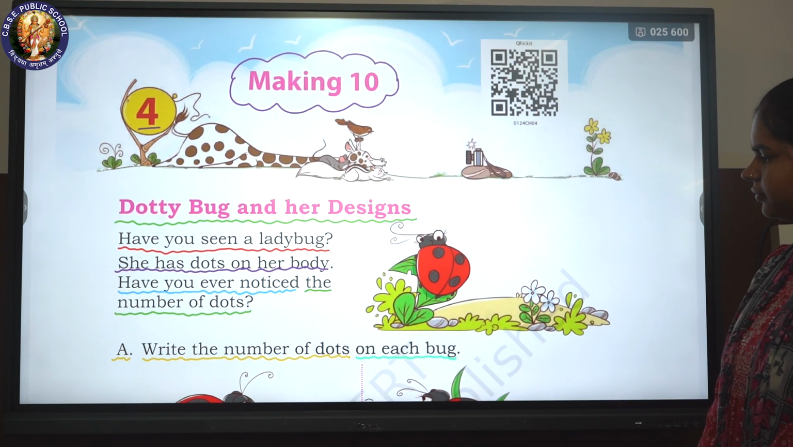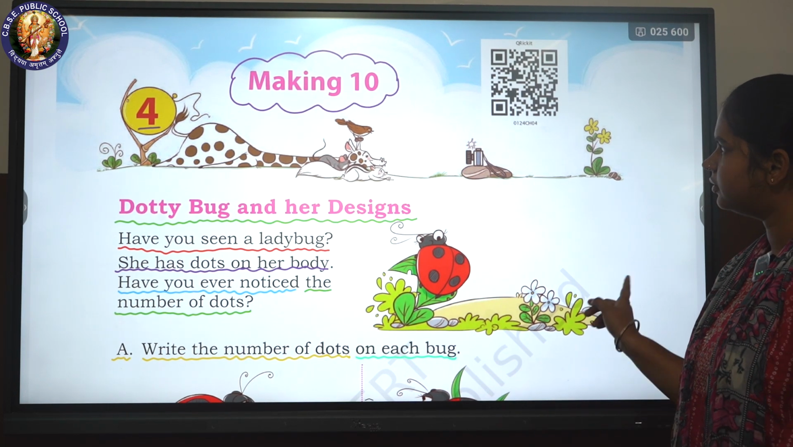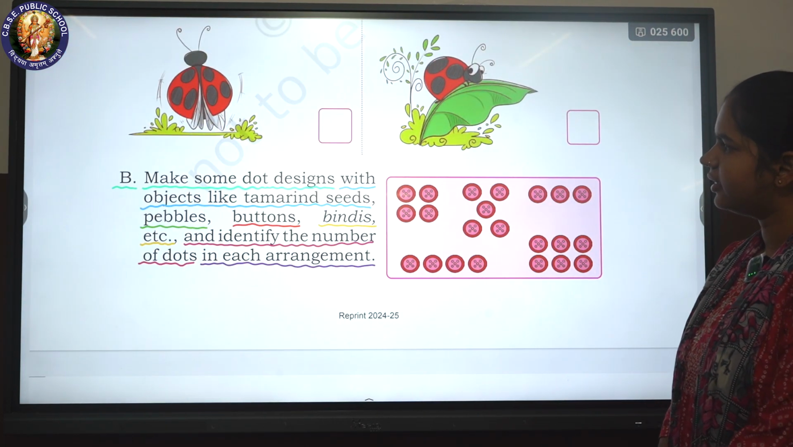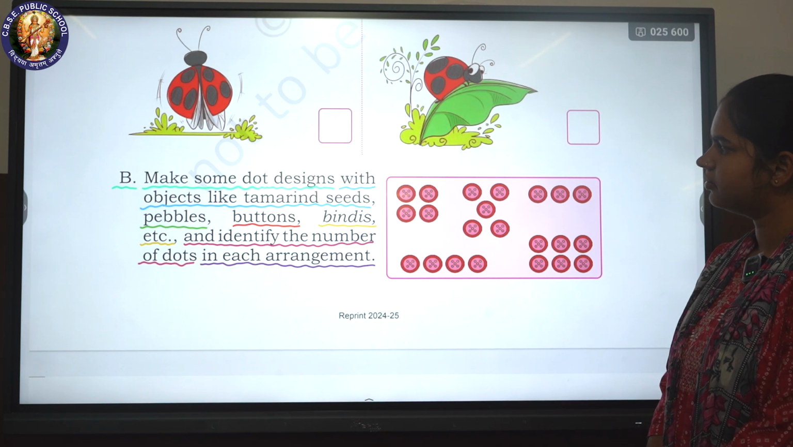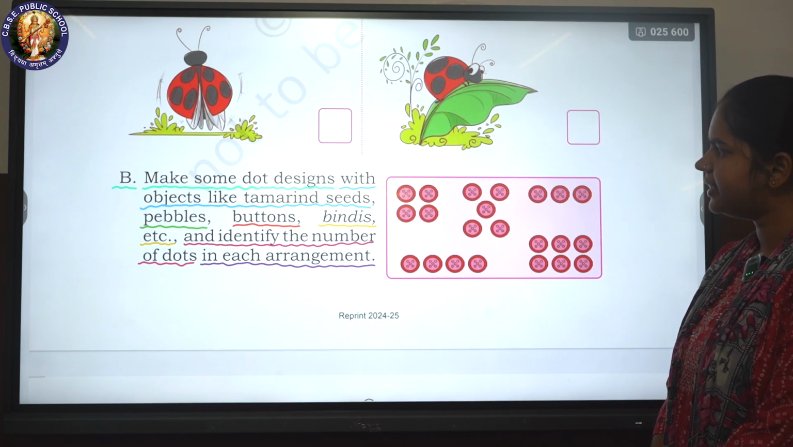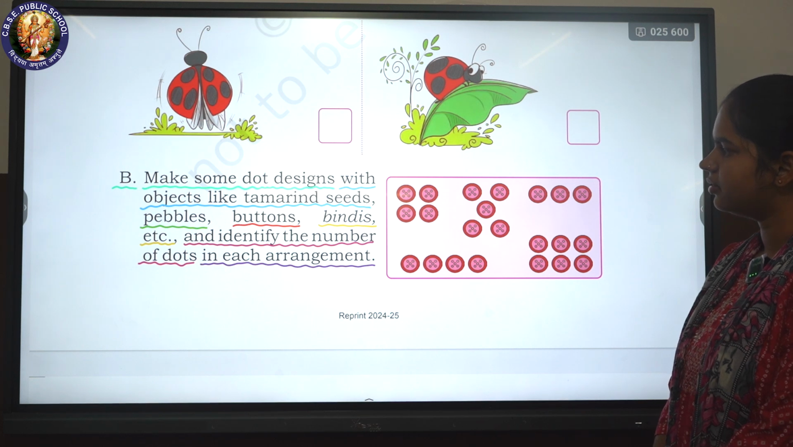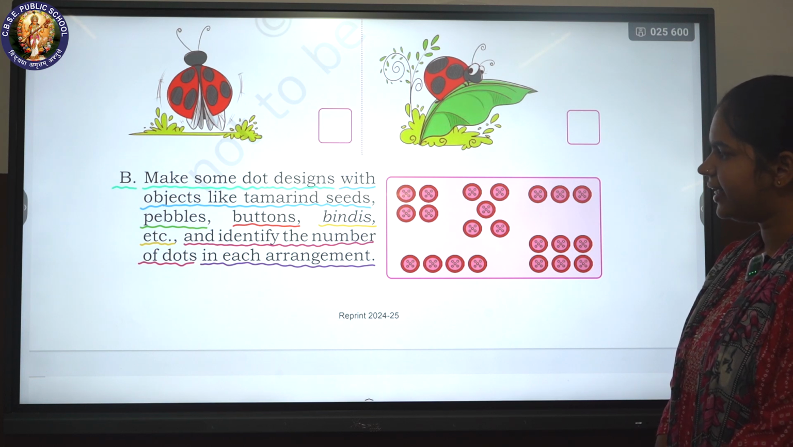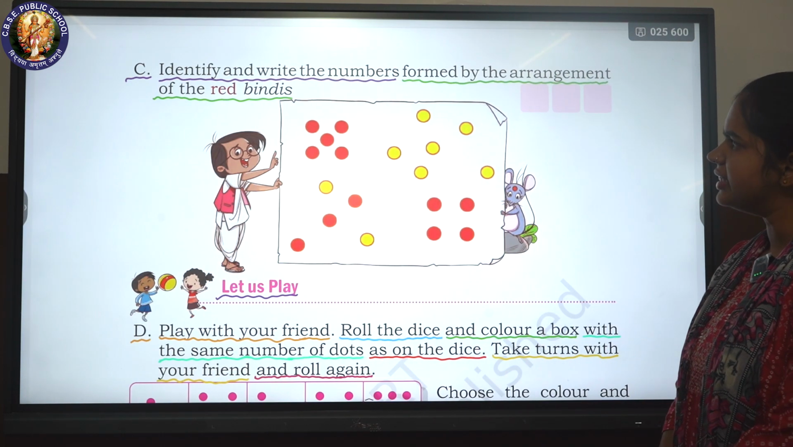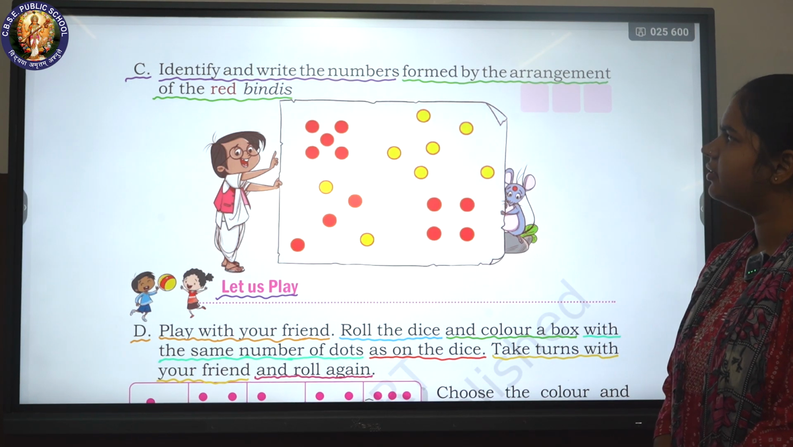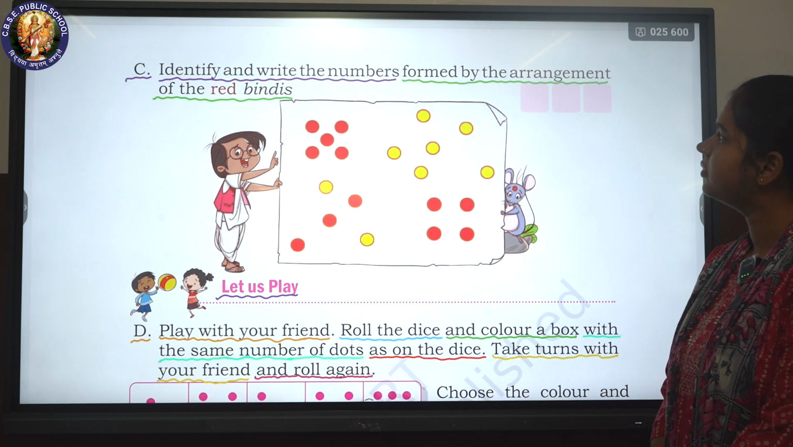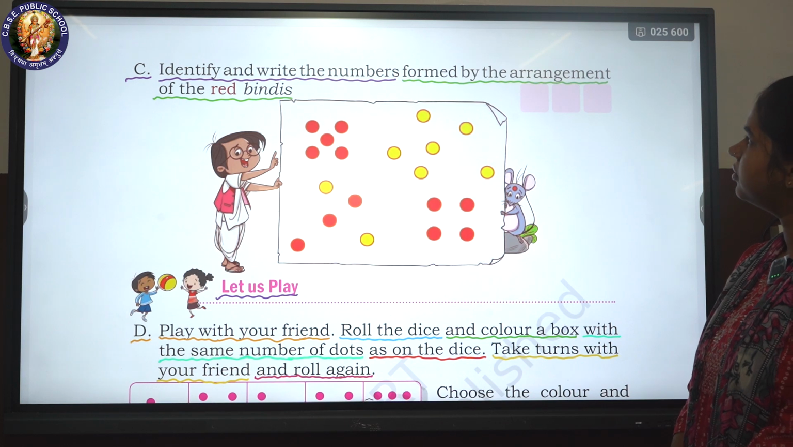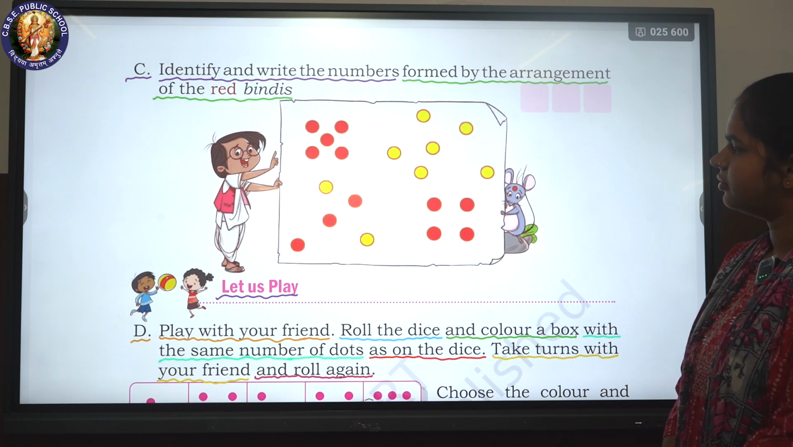A. Write the number of dots on each bug. B. Make some dot designs with objects like tamarind seeds, pebbles, buttons, bindis, etc., and identify the number of dots in each arrangement. C. Identify and write the numbers formed by the arrangement of the red bindis.